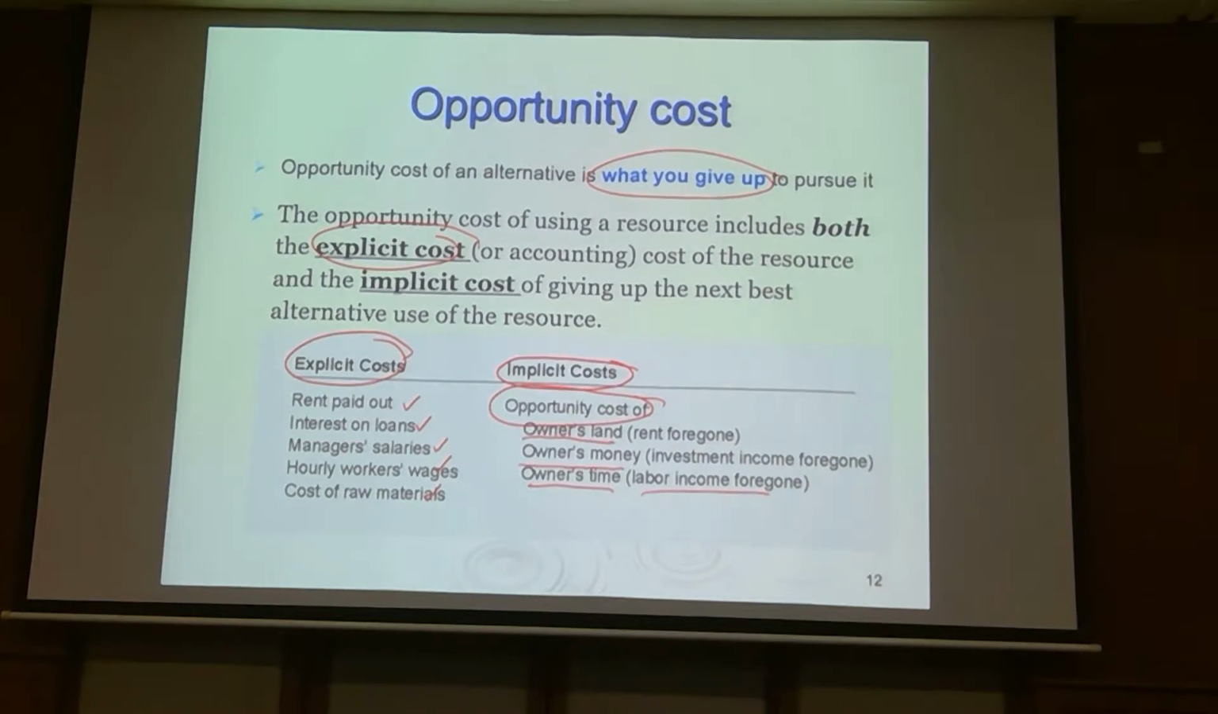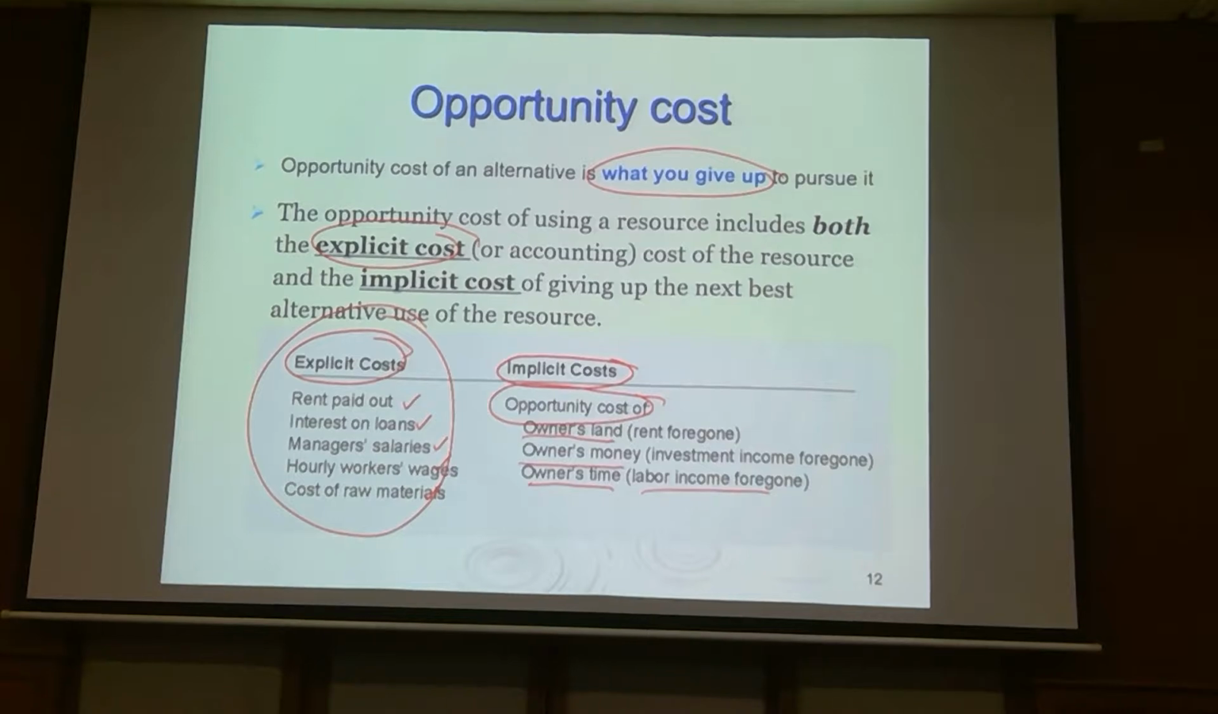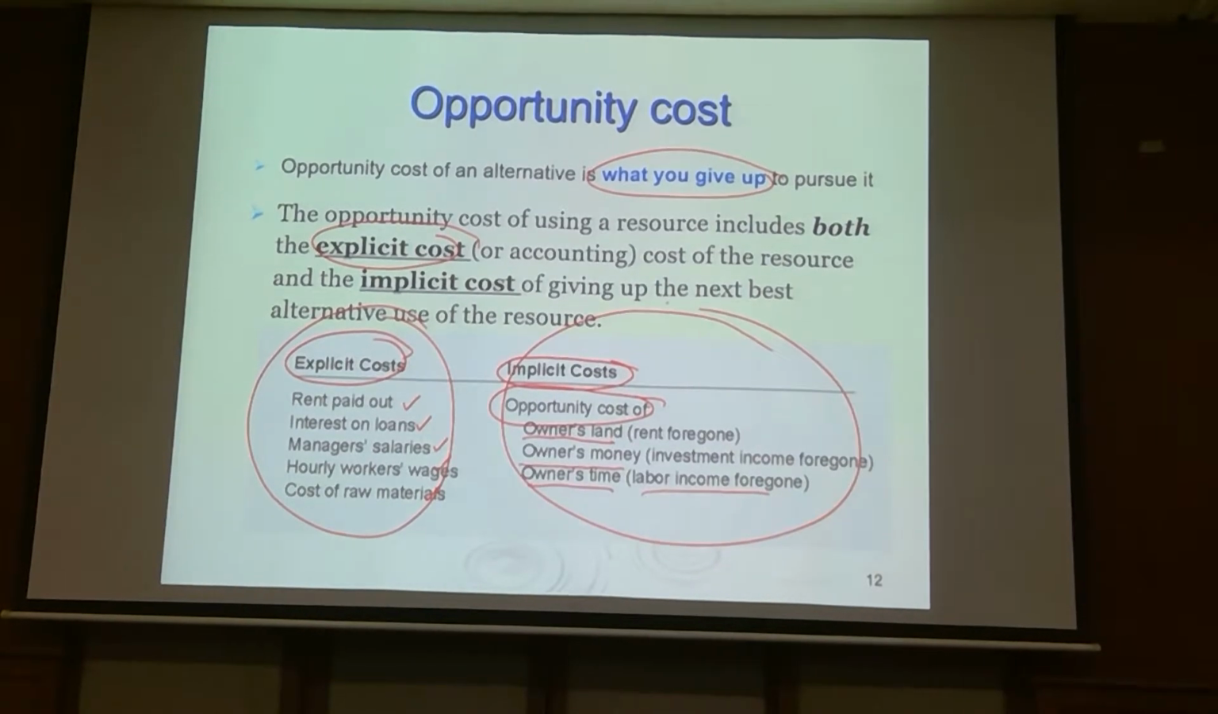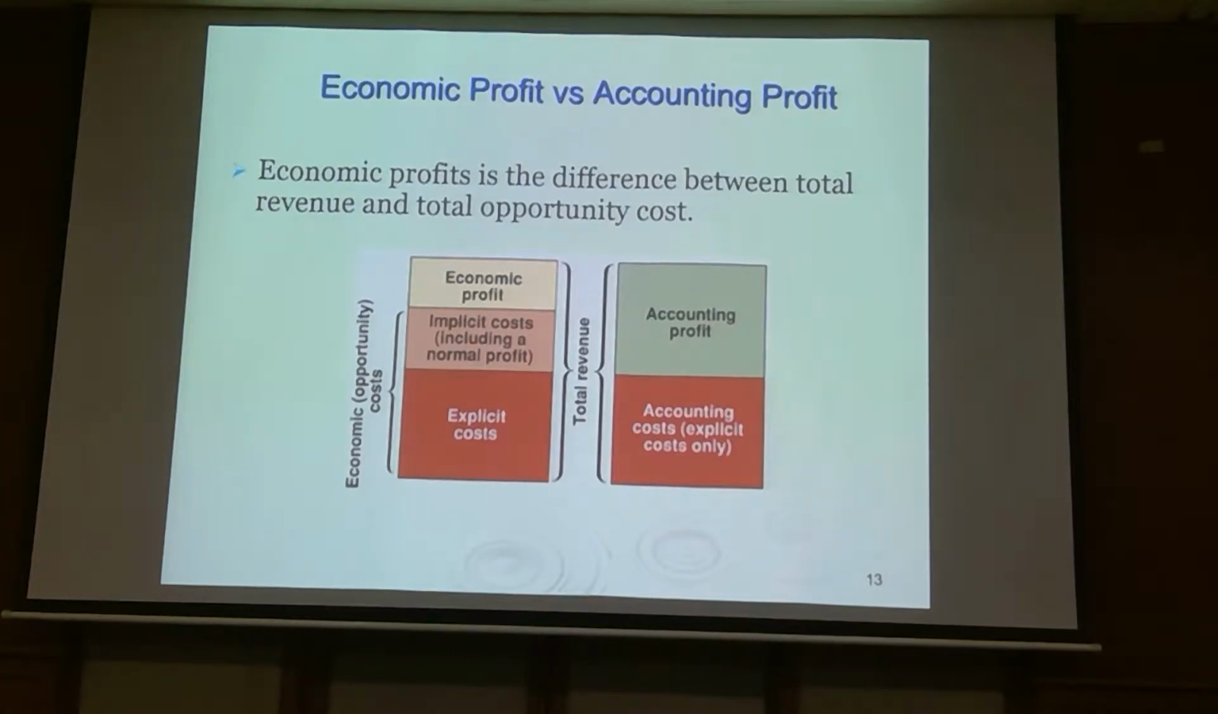So when we evaluate our project, rather than looking only at the accounting cost, we should look into the implicit cost as well. That's why, when economists talk about profit, the profit they talk about is not the accounting profit. The profit they consider is what we call the economic profit, or the profit after we take into account the implicit cost.